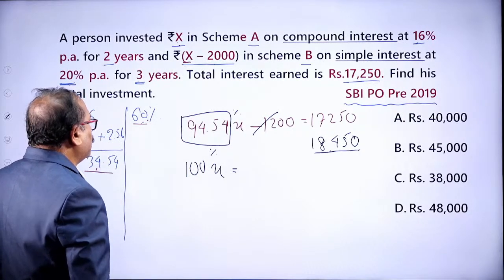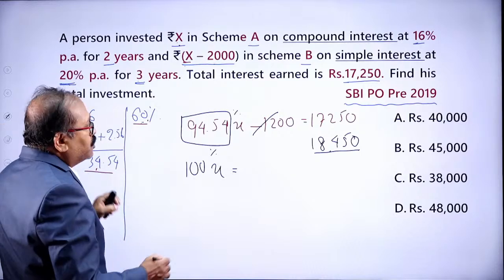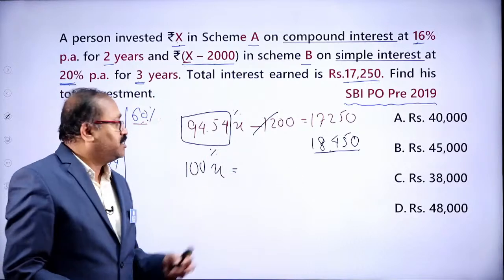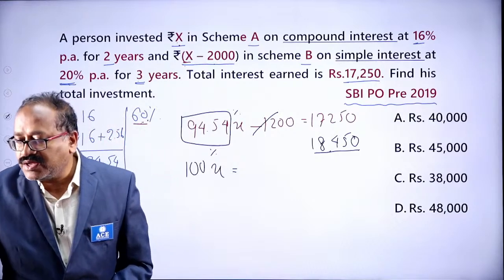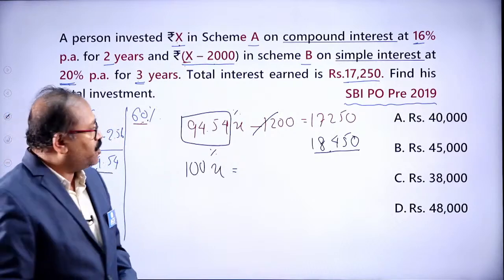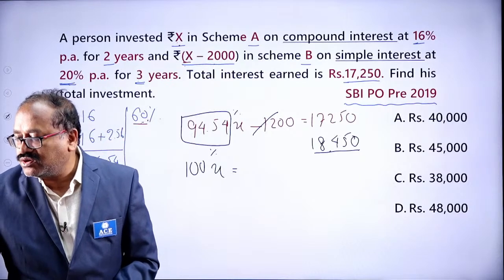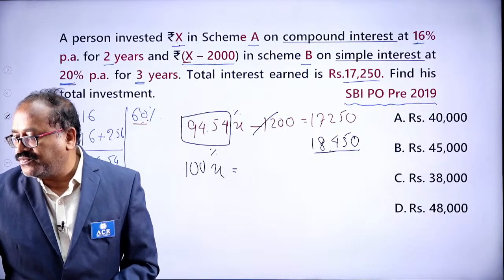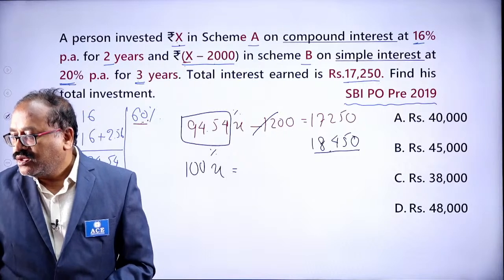18450 divided by 94.54. So cancel this part. I am sure you will be able to cancel it and then multiply this by 100. Come on, my friends. 94.56. Yeah, that's right, Anusha. That's right. Now, I am sure you will be able to answer this question, my friends.